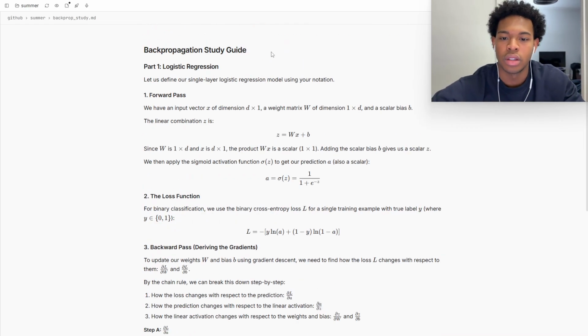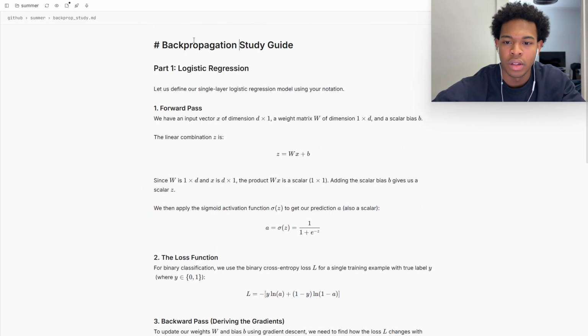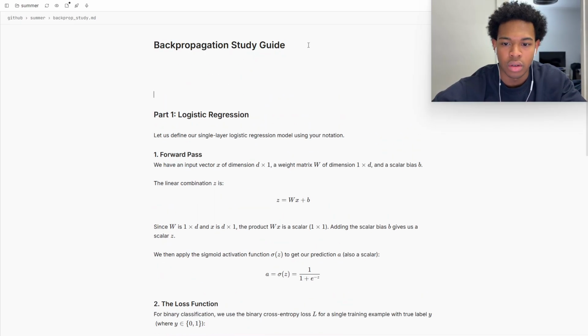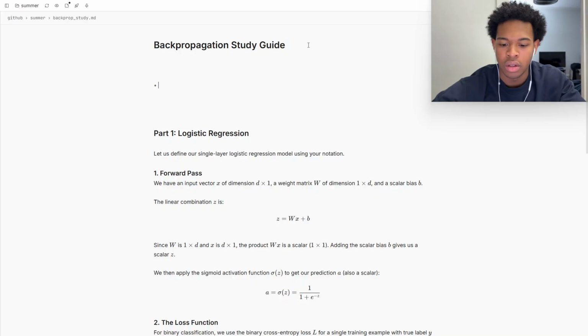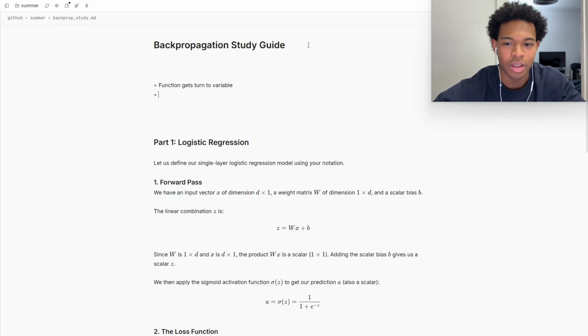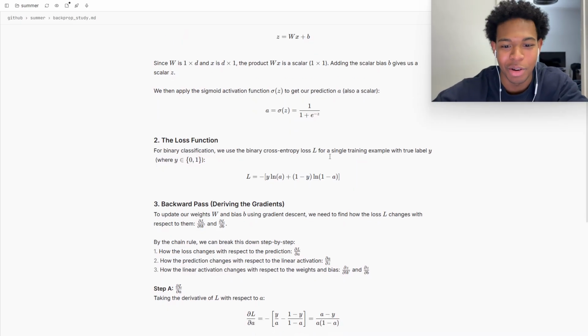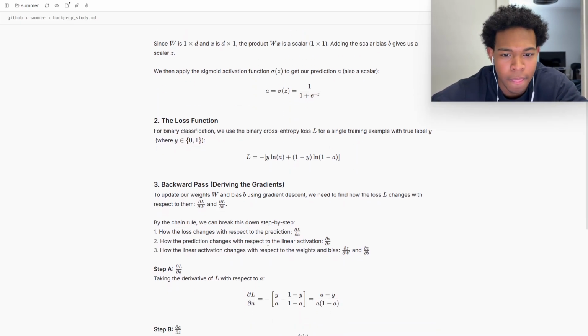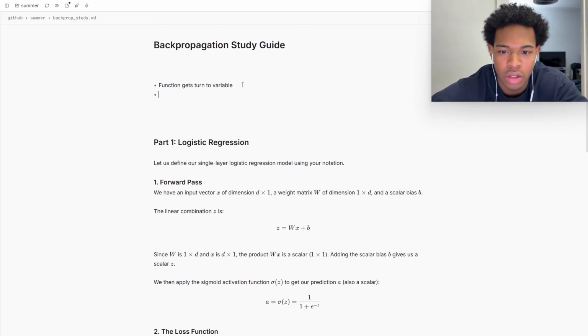So let's see. So many questions. Function turned to variable. I don't have spell check on, and it makes me happy because I don't get told that I spell wrong. Function turned into a variable for notation question mark, i.e.